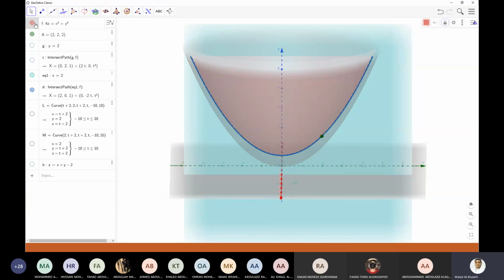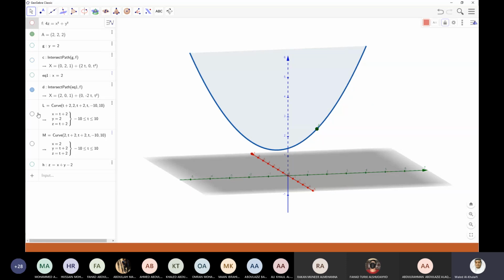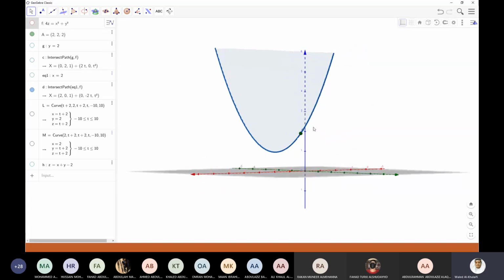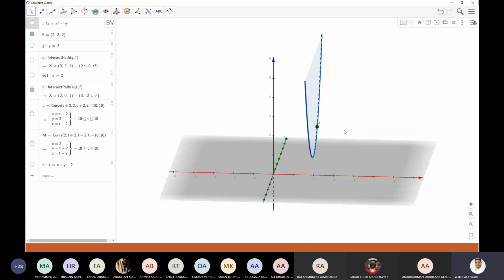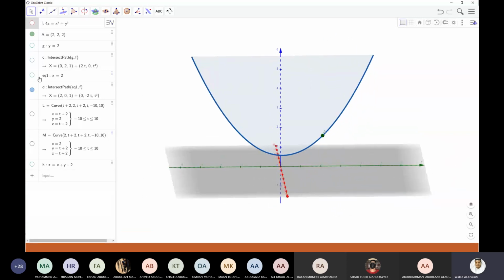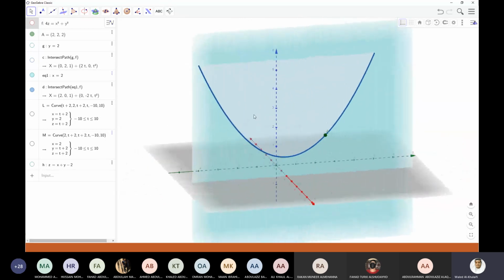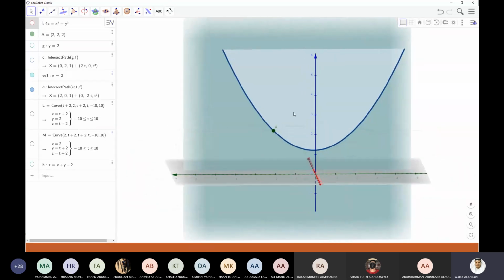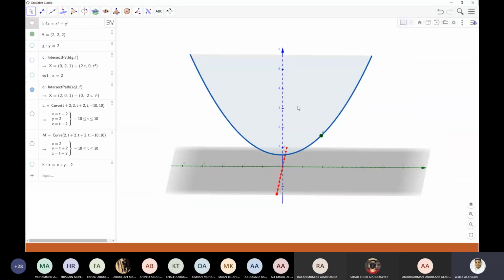Now let me remove the surface. Let me remove the plane. And yeah, so we have the point. Okay, you have the point. Still we have it here. So we have the point and this curve, and if I want to find the derivative with respect to y, evaluated at this point.